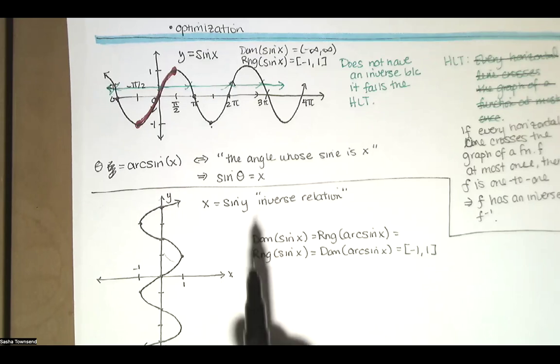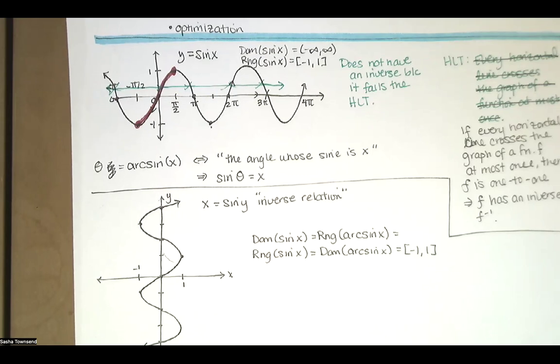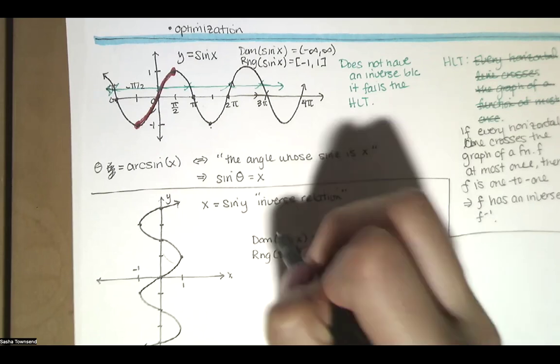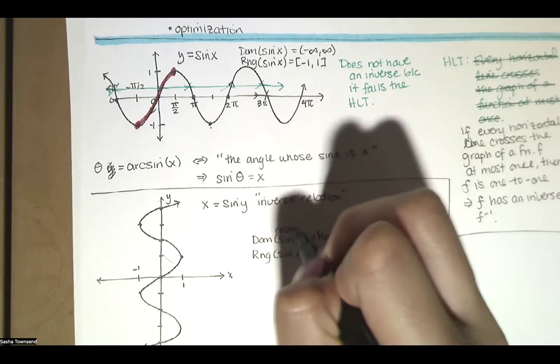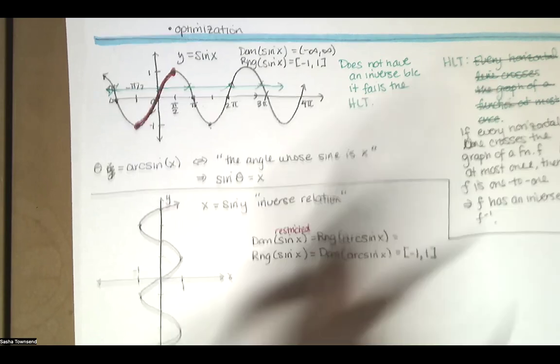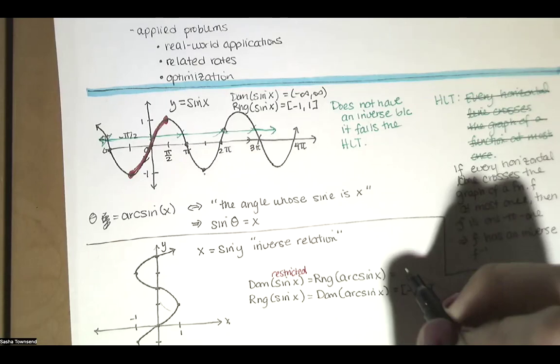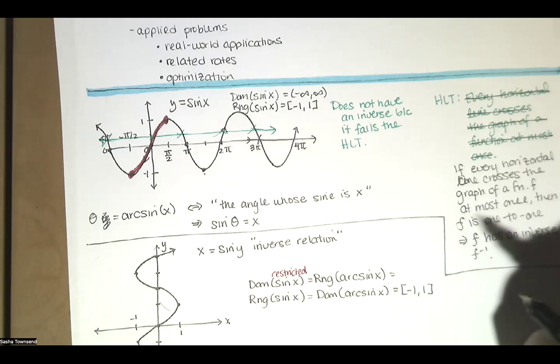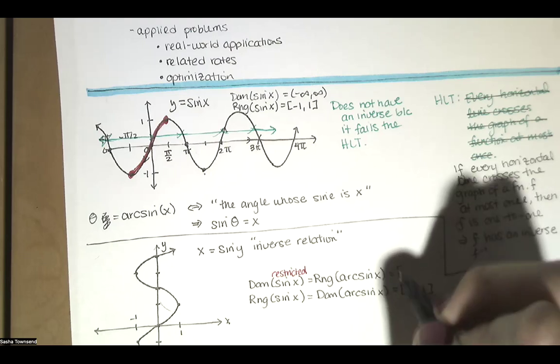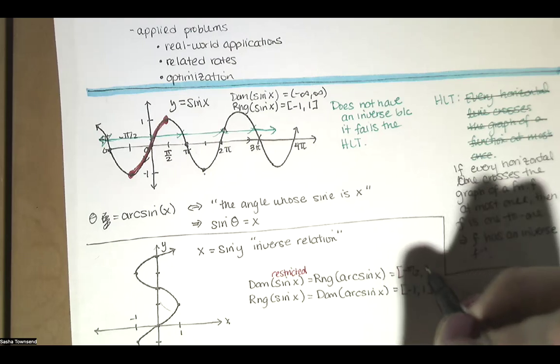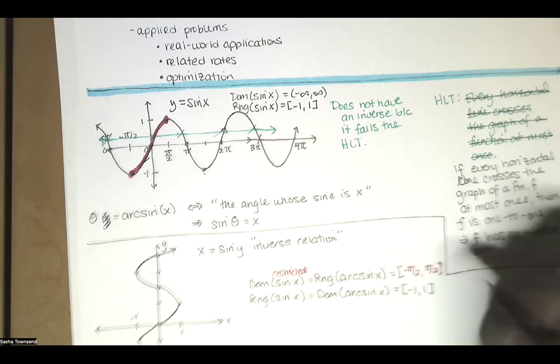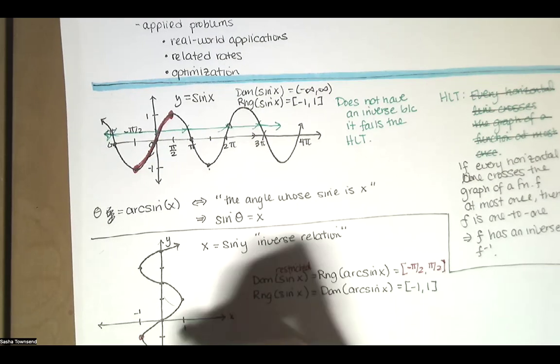So we have to take a restriction, or we have to use the domain of the restricted sine of x here. And the domain of the restricted sine of x was negative pi over 2 to pi over 2. So now the range of the restricted arc sine of x will be negative pi over 2 to pi over 2. So we're just interested in this part.